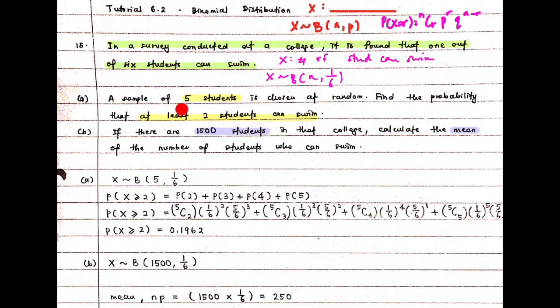So let's read further. A sample of 5 students is chosen at random. So 5 here is your n. Find the probability that at least 2 students can swim. So this is the value of your r, which is at least 2 students. What's the meaning of at least 2 students? At least 2 students means P(X ≥ 2).